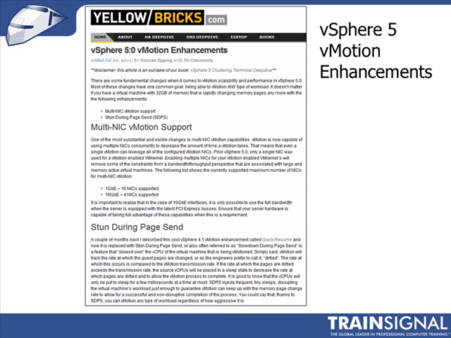So the first one is the multi-NIC vMotion support. And multi-NIC vMotion support just means that the vMotion process that's actually transmitting the changes to that virtual machine from one ESXi host to another ESXi host can use more than one NIC in the server to do it. So instead of just using one NIC, as vMotion did prior to vSphere 5, it can now use up to 16 1 gig Ethernet NICs, or up to 4 10 gig Ethernet NICs.